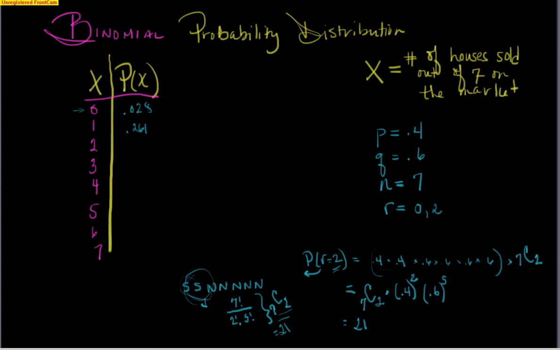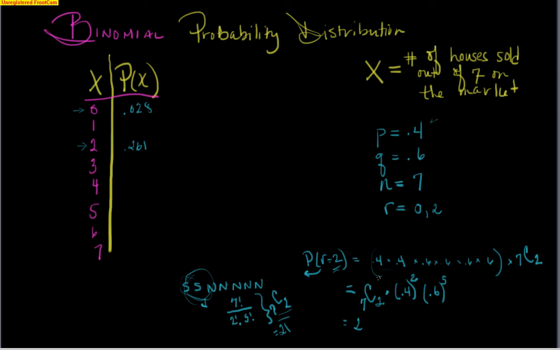I'm sorry, let me undo that. We did probability R equals 2. So this one right here is 0.261. We skipped one. So there's about a 26% chance that she'll sell 2 houses, which makes sense. It makes sense that she'd sell 2 when her average is over here at 40%.